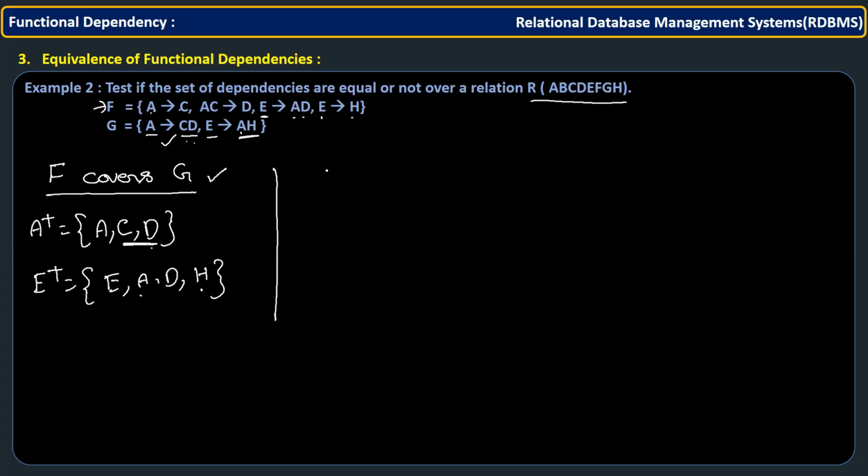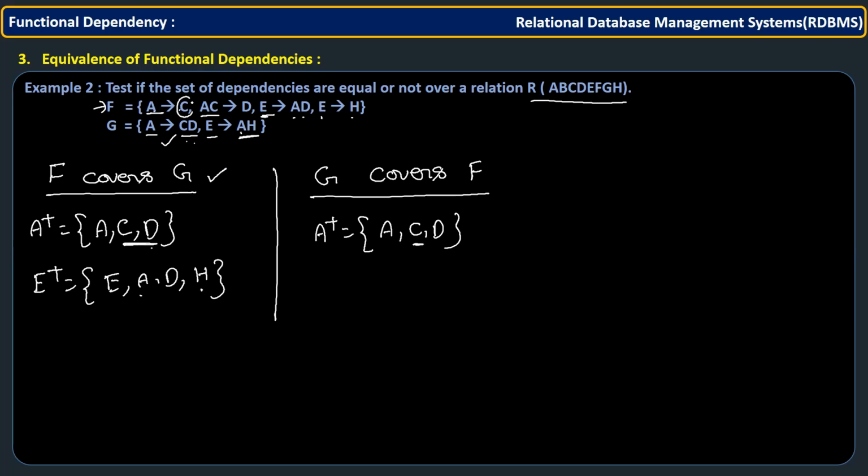And then let us take G covers F. Let us check whether it is doing or not. G covers F. Now that means A closure, AC closure, E closure we have to find. So A closure, if you see what we are getting. A closure from this actually, A deriving CD. So that is more than enough. We need to derive C, so that we got it here.